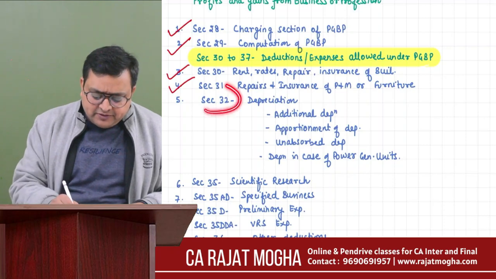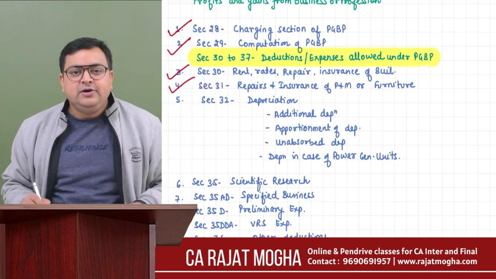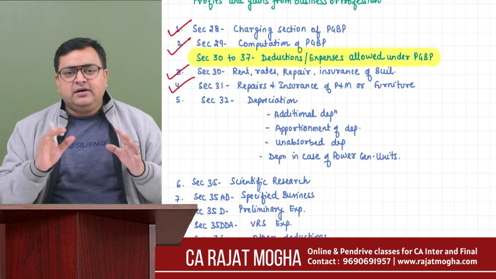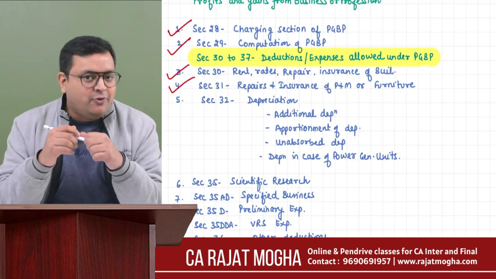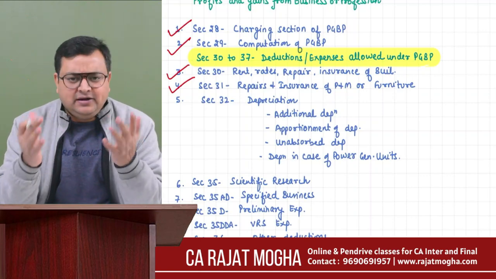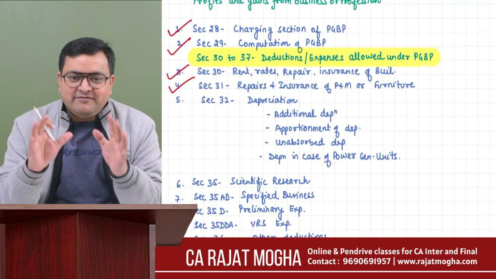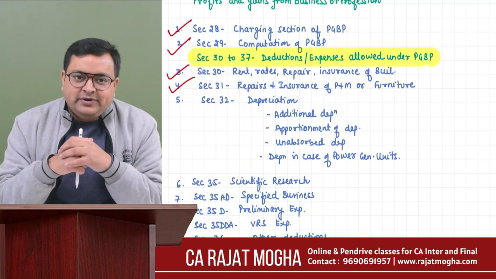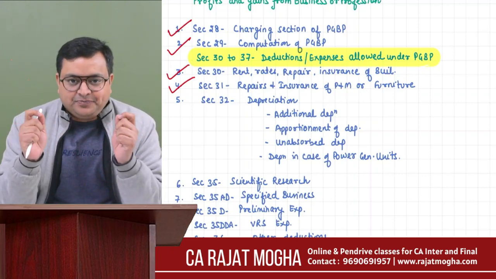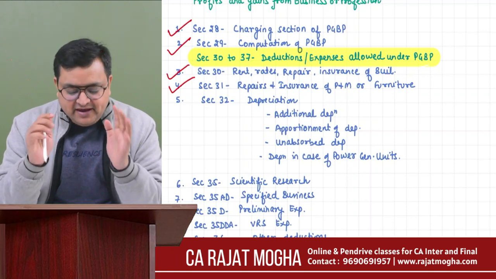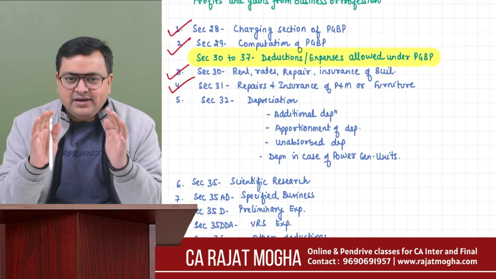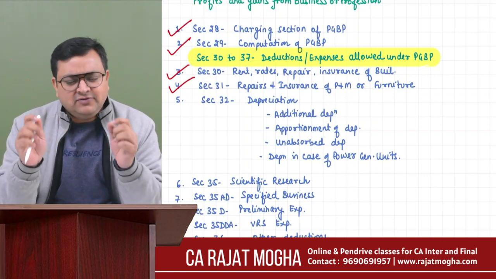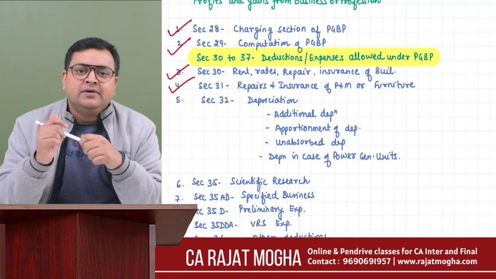Now again, a very important section, Section 32. Section 32 is depreciation. This is a very interesting topic, and very important from the examination point of view and practically also. But right now we are doing revision, so it's more from the examination point of view. Let's revise it carefully, and we'll go a little bit slow.